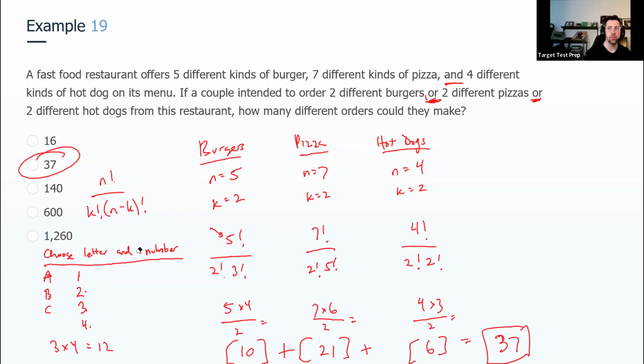But if I had instead said, choose a letter or a number, well, then it's just choose a letter, A or B or C, or choose a number, 1 or 2 or 3 or 4. And so there's just 3 ways to choose a letter, or there's 4 ways to choose a number, and there's 7 total ways to choose a letter or a number. That's it. So yes, the key tell or clue here is going to be the word or versus the word and. But it's always important that you understand why that's what the math is doing. Okay. Any other questions there?